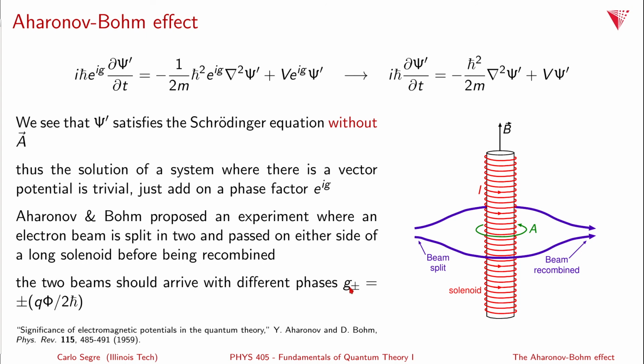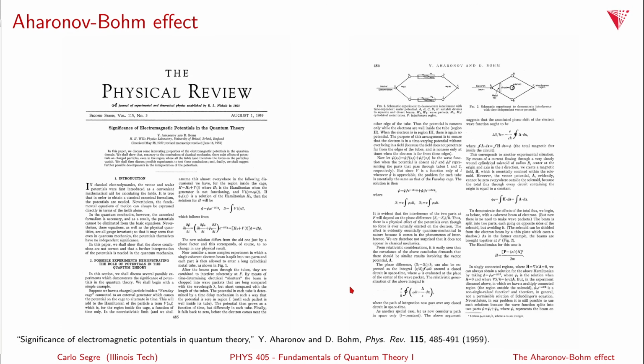So the paper was written in 1959. It's called The Significance of Electromagnetic Potentials in the Quantum Theory by Aharonov-Bohm. And this was verified many times with experimental data over the years. And it's still being studied today. And here's the first 2 pages of this paper, proposing the experiment. How you send an electron beam on either side of a solenoid and what should happen as you move across.